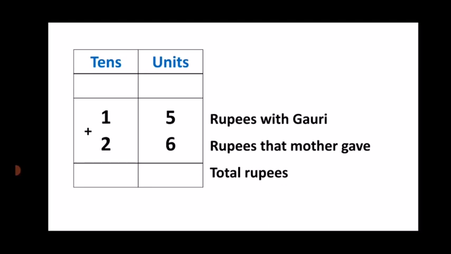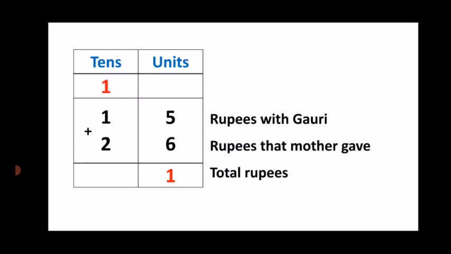Yes children, we will start to add from the units place first. So we will add the numbers which are in the units place first. That is 5 units plus 6 units. So 5 units plus 6 units is 11 units. As you know, we cannot put a number bigger than 9 in the units place. So we will regroup 11 units, that is 1 ten and 1 unit. So we will write 1 in the units place and carry 1 ten to the tens place.